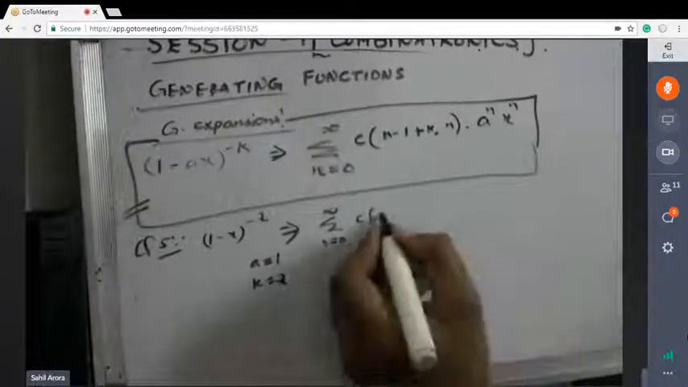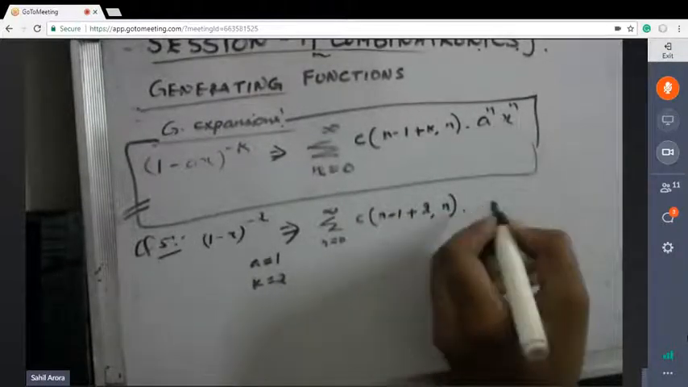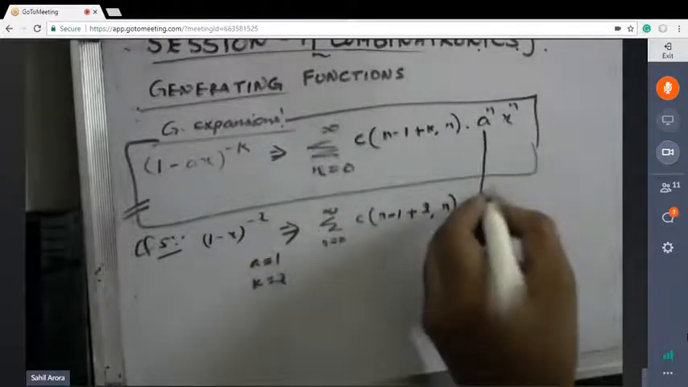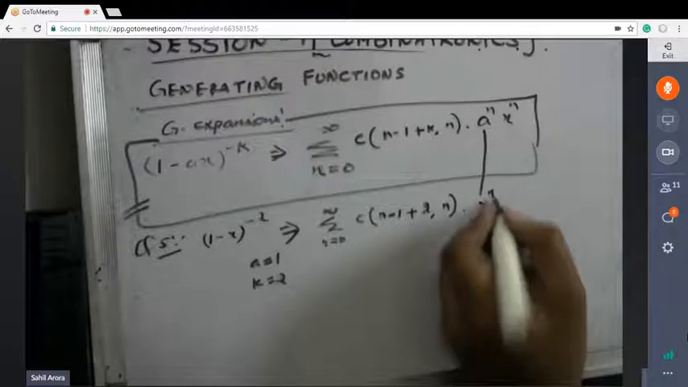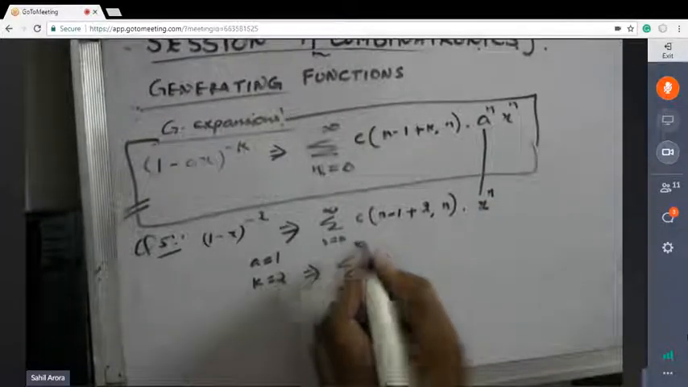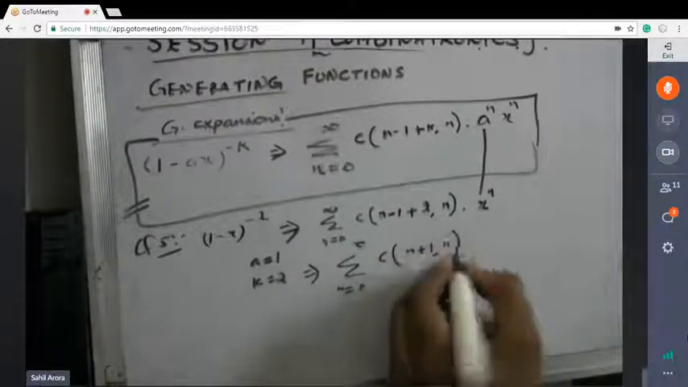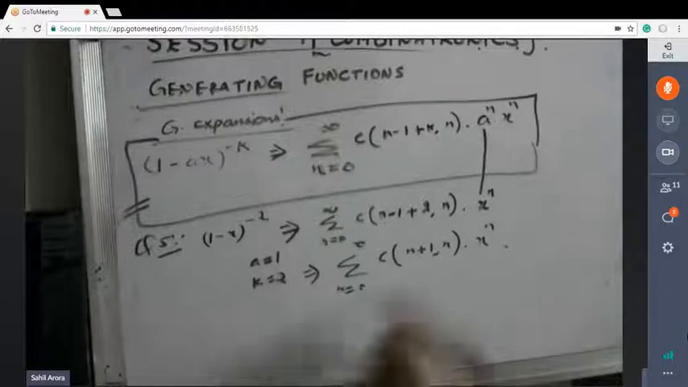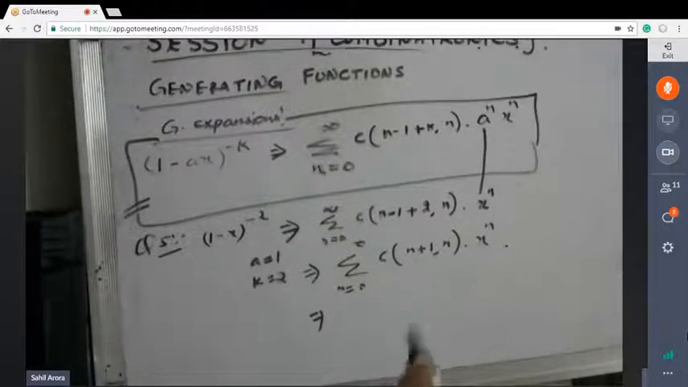C, n is as it is, minus 1, k is 2, so you write 2. n is n. a is 1, so I'm not writing it here, and x is x^n. So we get n equal to 0 to infinity C(n plus 1, n) x^n. If you put 0 here, what do we get? We get C(n plus 1, n) x^n.